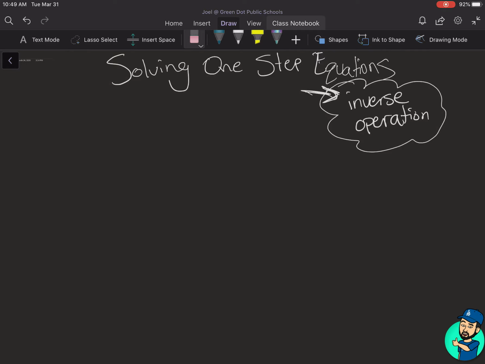Let's try another problem. Let's try this. 3 plus p equals 8. Now pause the video here so you can try it. Alright, so to solve this problem, again, you need to apply the inverse operation. Yes, we need to leave p by itself on the left-hand side of the equal sign. So what are the numbers on the left-hand side of the equal sign? Yes, the 3.